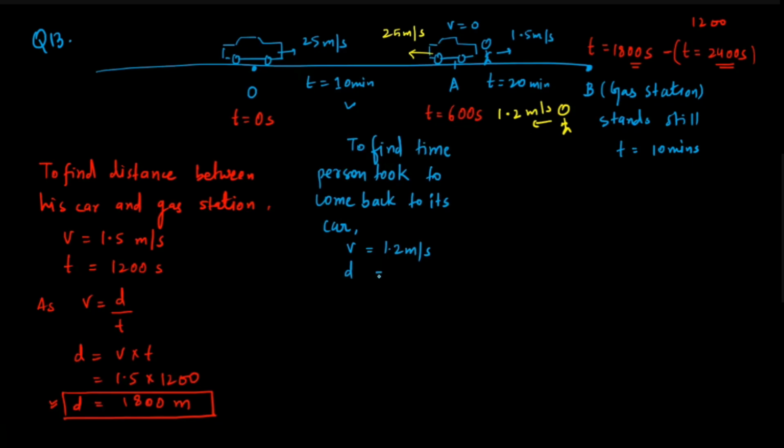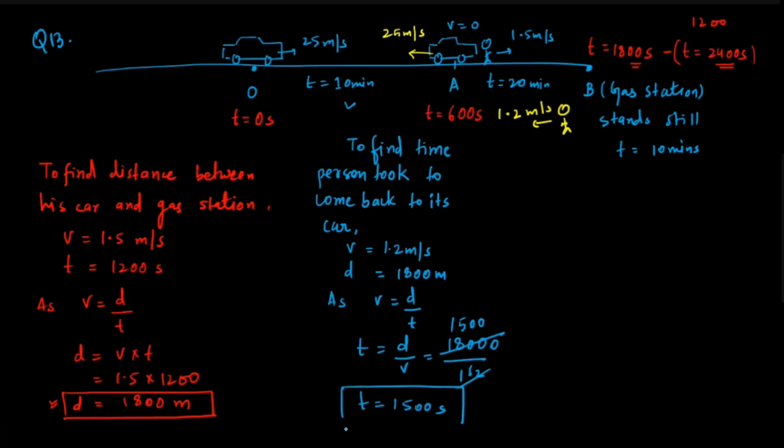We know the distance this time now, 1800 meters. So again, we know speed is nothing but distance upon time. So time is going to be distance upon speed, which is supposed to be 1800 over 1.2. So we'll solve it. It is approximately 1500. Almost 1500 seconds it took for him to come back to the car.